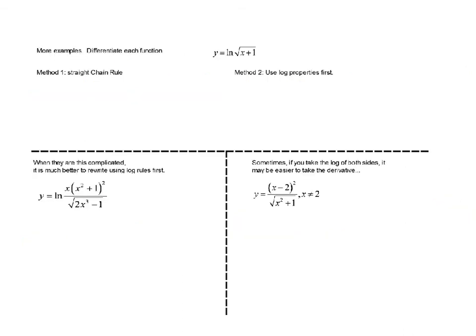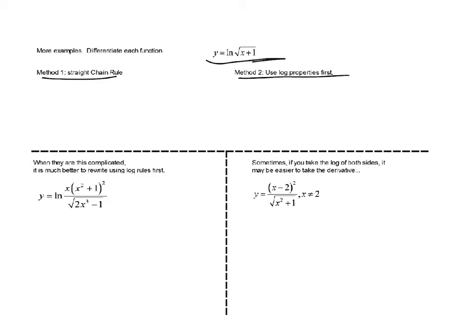All right, so we're going to do a little bit more complicated ones using the natural log derivatives. We're going to do this first one right up here in 2 different ways. We're going to do it by the straight chain rule and by using log properties first. You have to remember a few log properties, and we'll go over those in a second.